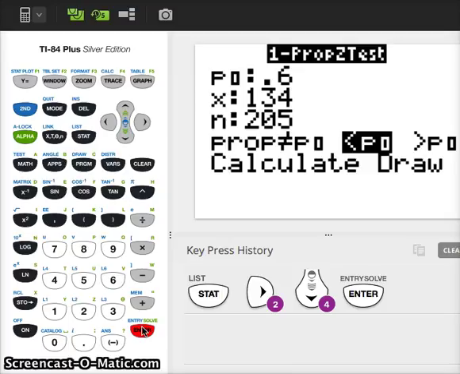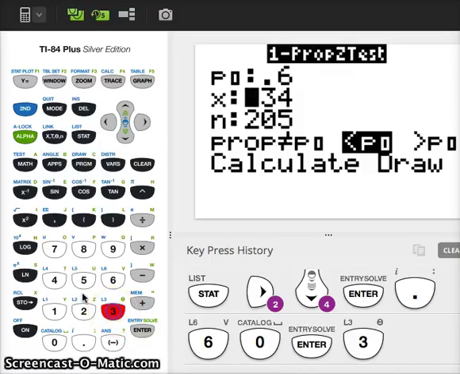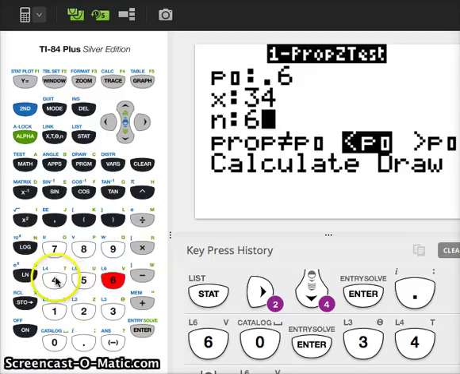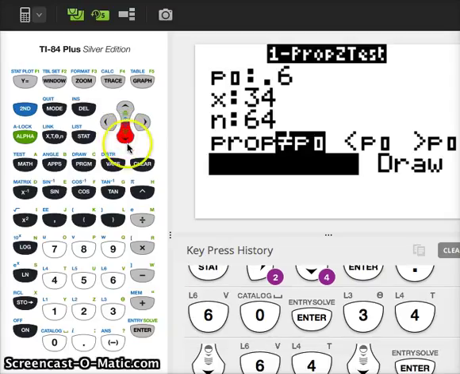All right, now let's get our values out there. Remember, we were saying that the null hypothesis was 60% feel more enriched. And of the people they polled, 34 said that they were enriched out of the total number that they surveyed, which was 64, correct? Okay, now here are our 3 options. We want to pick differs. Differs is not equal. Okay, we're going to select calculate right here.